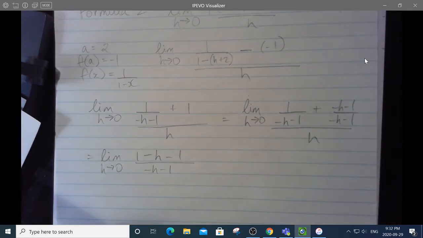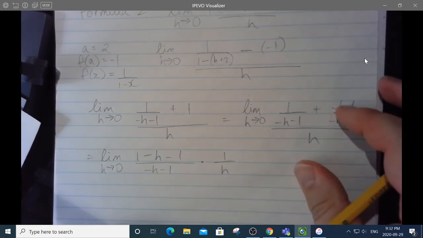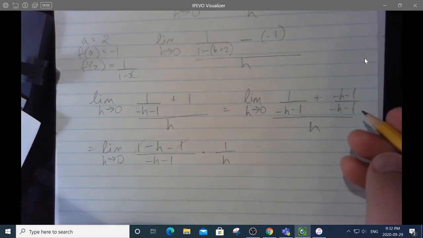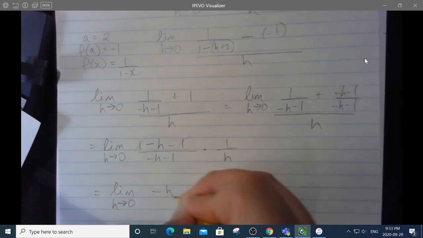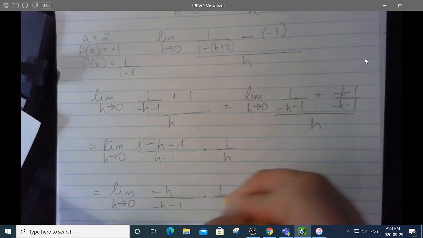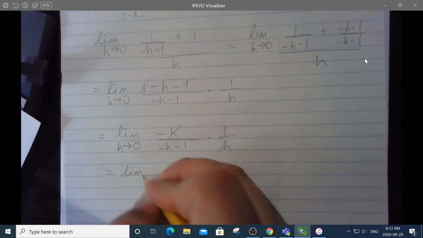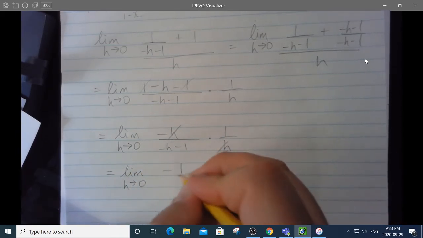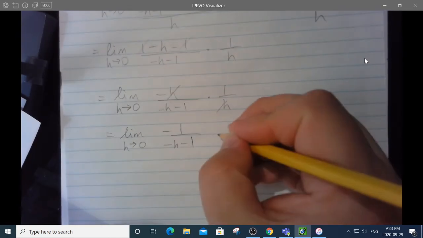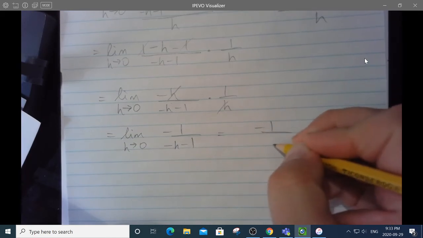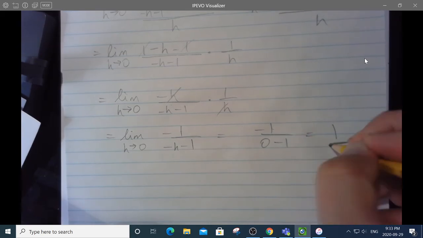And again, why don't I, while I'm at it, instead of dividing by h, times by the reciprocal of h. And can you see what's about to happen? Those two constants there cancel each other. So I have the limit as h approaches 0 of -h over -h minus 1 times 1 over h. Those h's cancel, but the negative is still left behind. Don't lose that. So that's the limit as h approaches 0 of -1 over -h minus 1. And now I can plug in 0 for h, and I don't end up dividing by 0. I get -1 over minus 0, which is just 0, minus 1, which is -1 over -1, which is 1.